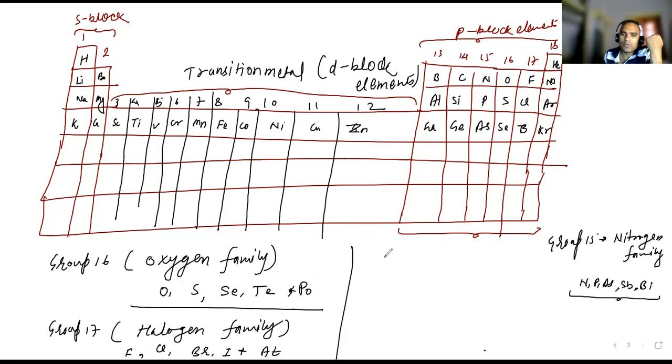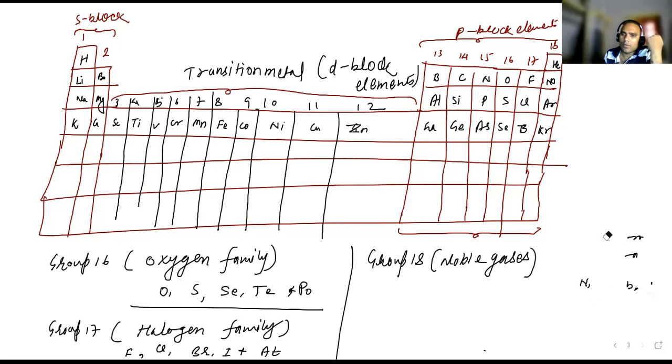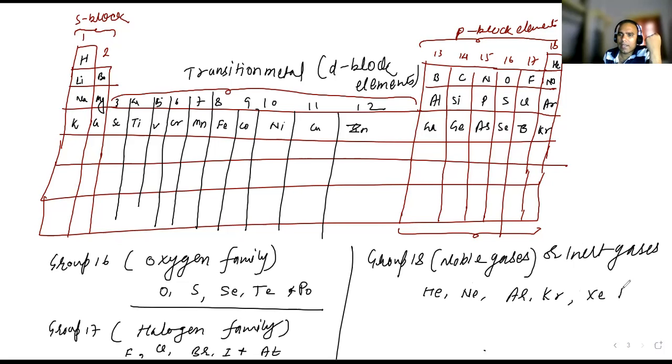The last group I reached is group number 18. Group 18 is called noble gases, also called inert gases. Examples are helium, neon, argon, krypton, xenon, and the last one is radon. They are all known as noble gases.